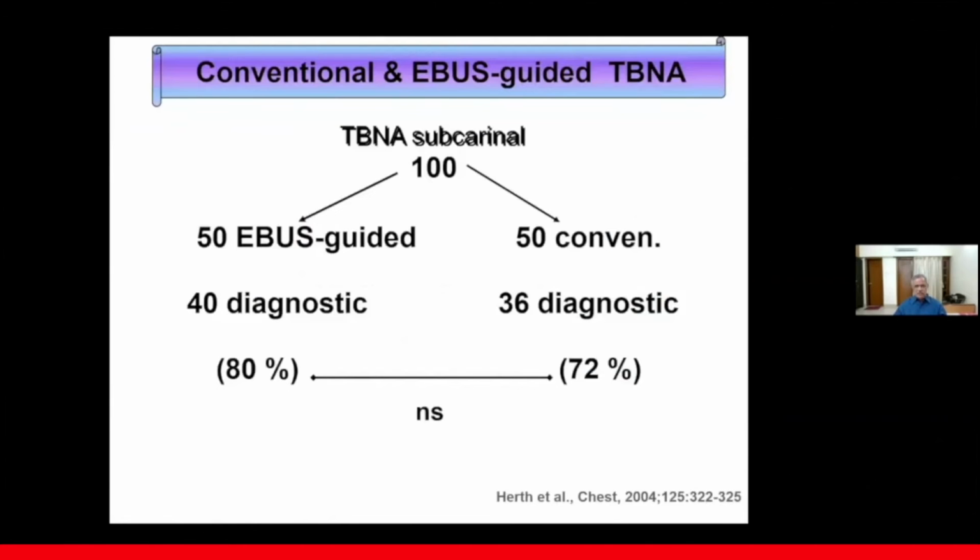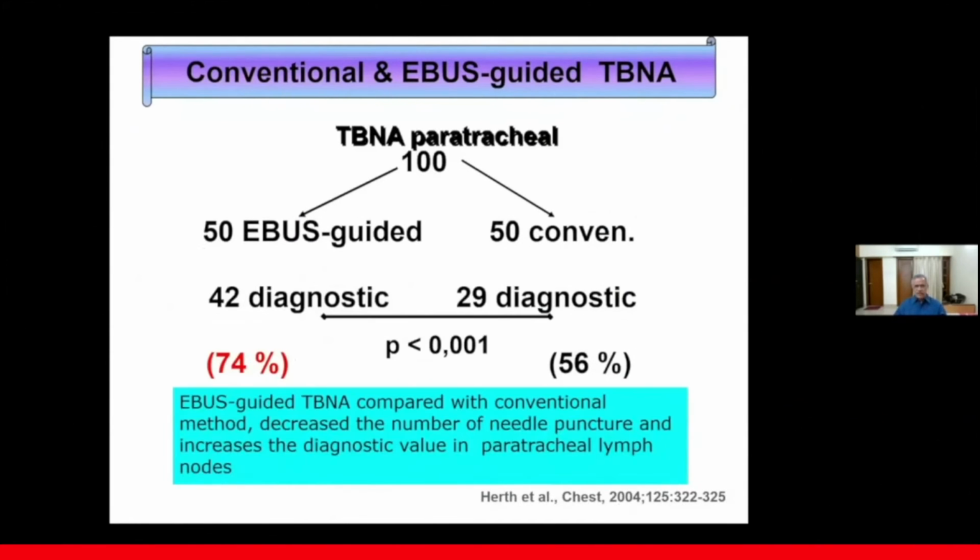So comparing conventional and EBUS, see 50 EBUS guided and 50 conventional. If you see 40 diagnostic versus 36 diagnostic, 80% and 72%, which means in good hands, in good bronchoscopies, conventional TBNA also can be used, but no doubt EBUS-TBNA is superior to conventional TBNA.